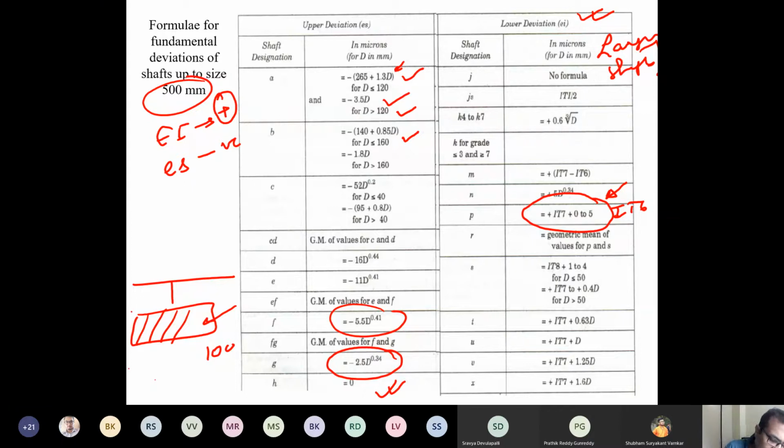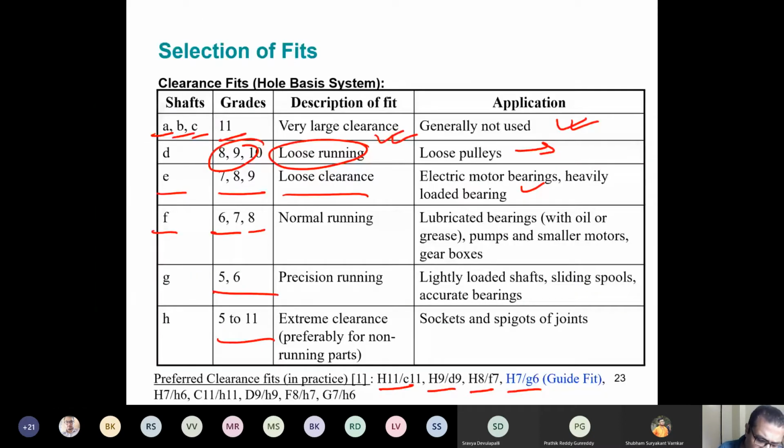So basically G5 and 6 is precision running. H5 and 11 for extreme clearance. Now, if I want to have preferred clearance fits, these are the fits. This is H11, C11, H9, D9, H8 F7, H7, G6. This is a guide fit. This will be snug relatively. G7, H6, C11, H11. So these are the clearance fits which you should use. These are recommended.